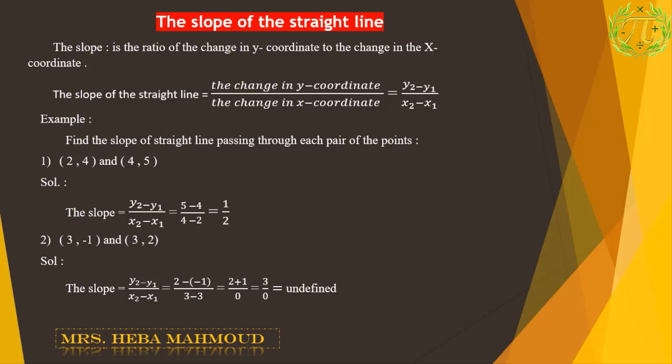Solution. The slope equals 2 minus -1, which is 2 plus 1 equals 3, over x2 minus x1, 3 minus 3, which is 0. So 3 over 0 is meaningless or undefined. So if the slope is undefined, it means that the straight line is parallel to the y-axis.